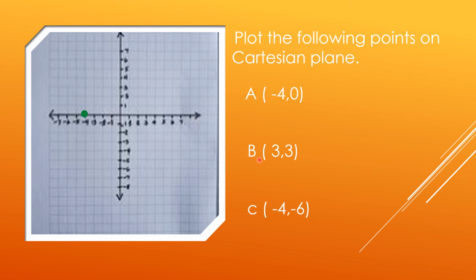For letter B, that is here, 3 is the value of x, and y is also 3, the abscissa and ordinate. So that is letter B. And letter C, we have negative 4 for x. So from 0, 1, 2, 3, 4, negative 4. And since y is negative, we go down 6. So 1, 2, 3, 4, 5, 6. So that's letter C. That's how you're going to plot the points on the Cartesian plane.